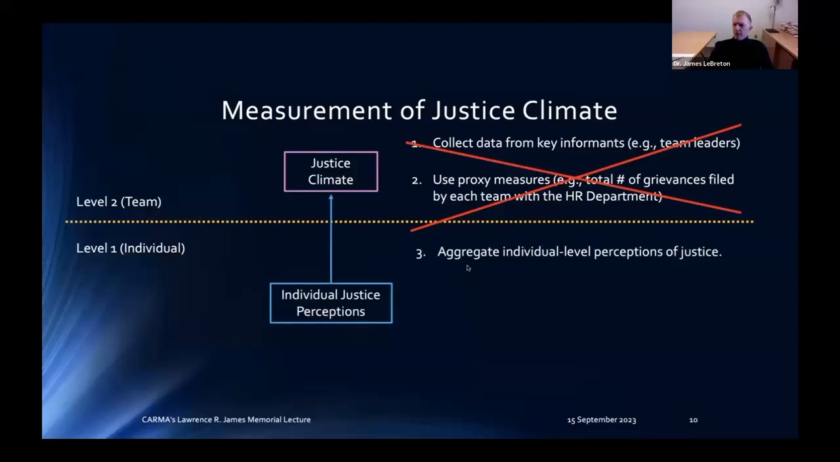With something like a climate construct, typically we don't use those alternative measures. We actually often will just ask people, what is your perception of your work environment, right? And take the team members' perceptions and then aggregate it up to the group level. And in this case, we can think of the construct team climate as something that is an upward emergent phenomenon.